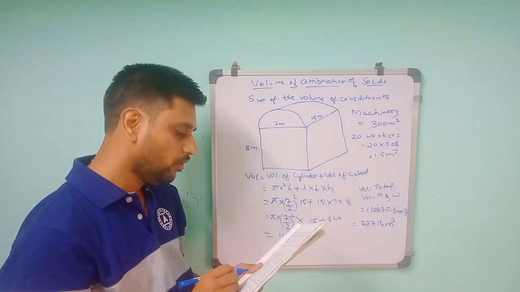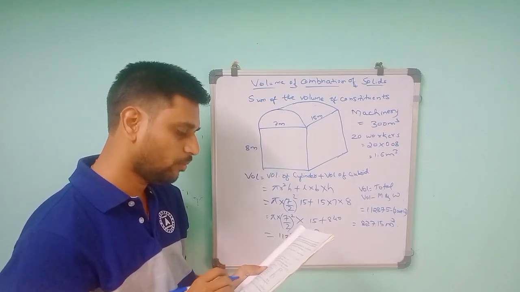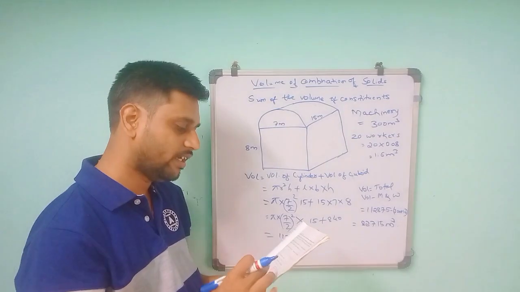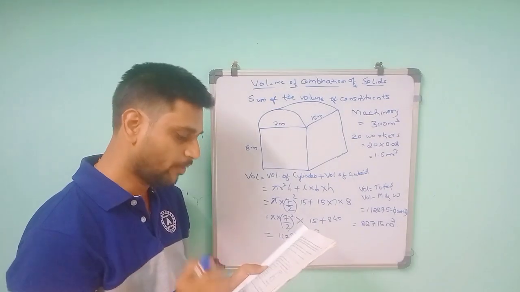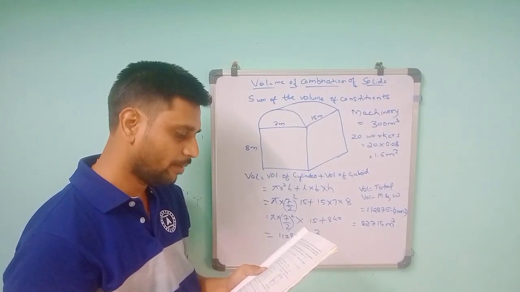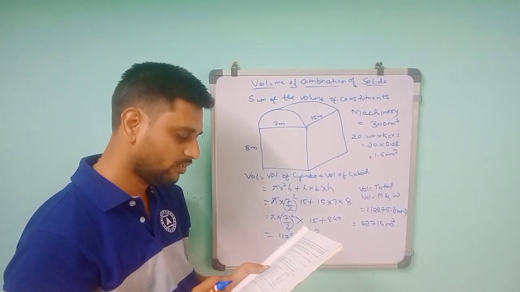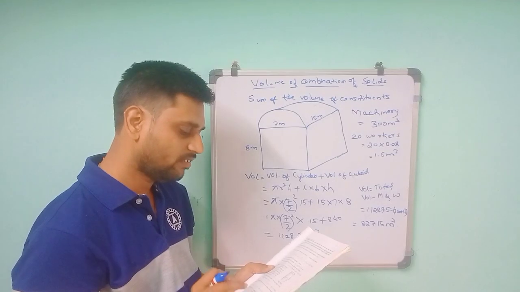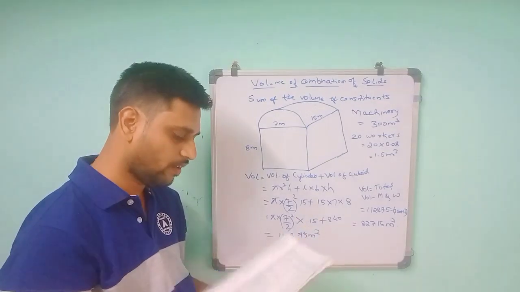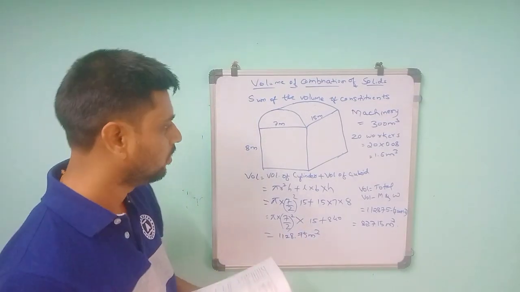But they told us to find the actual capacity. Actual capacity will be the total volume of the cylinder minus the volume of the hemisphere. The volume of the cylinder is the apparent capacity of the glass. So 196.25 minus 32.71 will give you 163.54 centimeter cube.